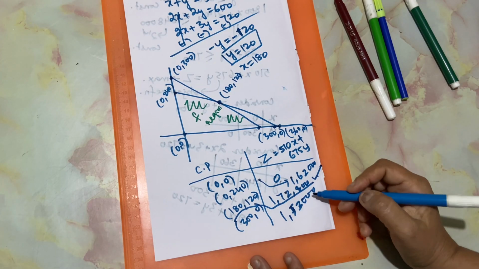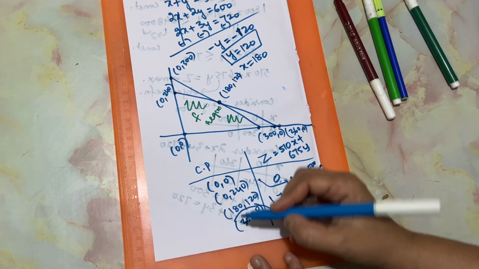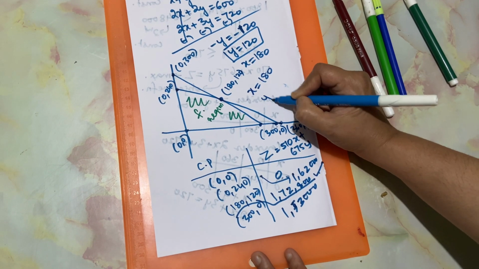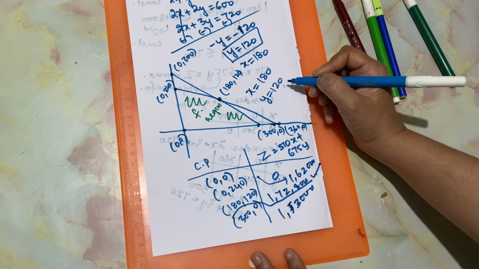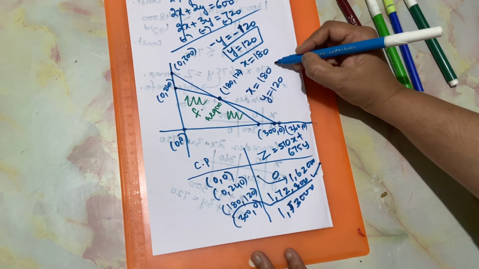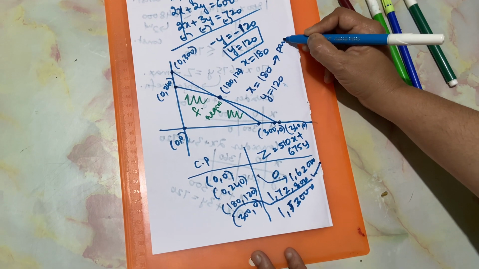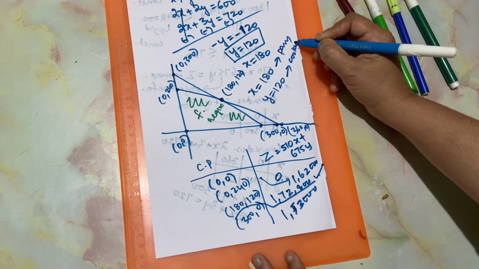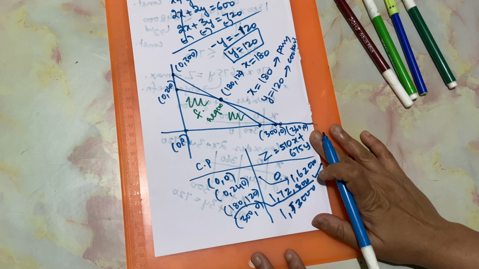So the profit is maximum when x is equal to 180 and y is equal to 120. We have already defined x to be number of pans and y to be number of cookers. This is the practical application of linear programming.